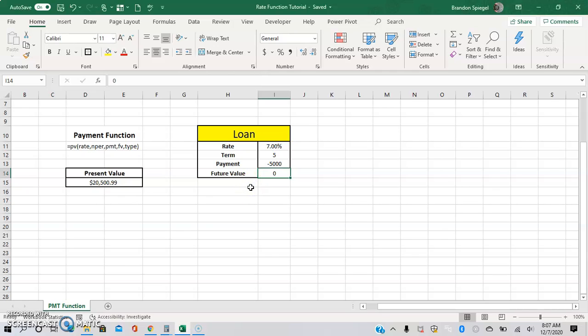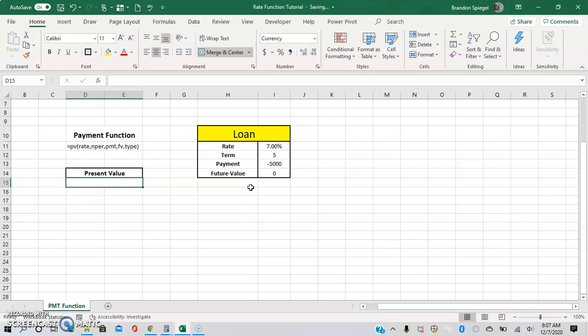I just wanted to make a super quick tutorial to talk about the payment function in Excel. So here we have a loan that is an annual note with an annual rate of 7%. It is 5 years long with a payment of $5,000, which is negative because it's an outflow, and a future value of 0. And here is the present value function.